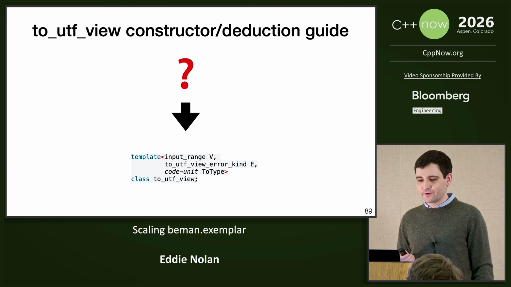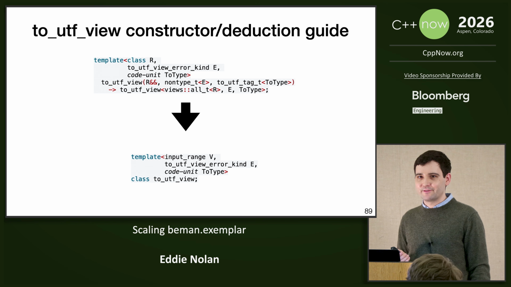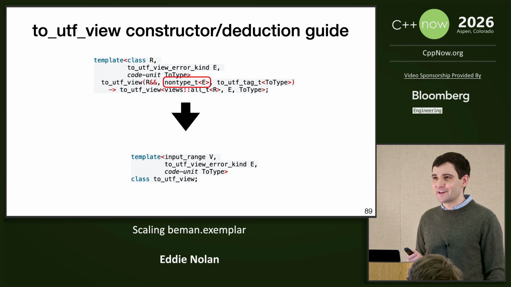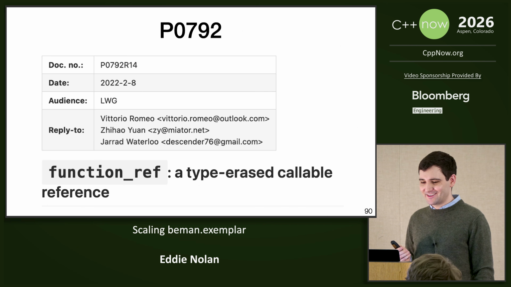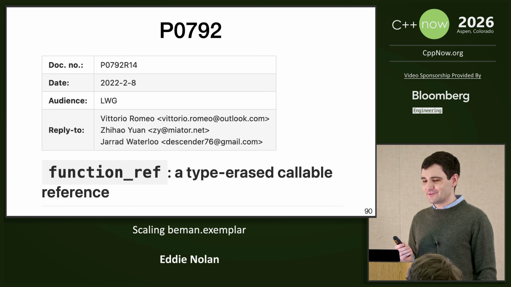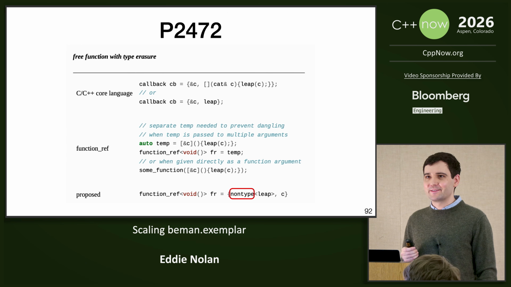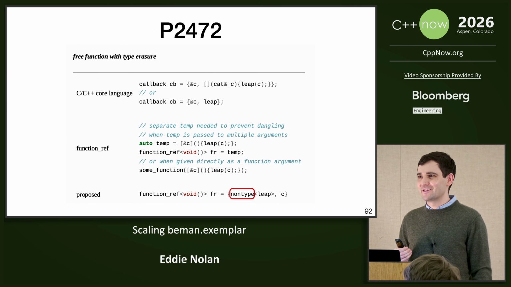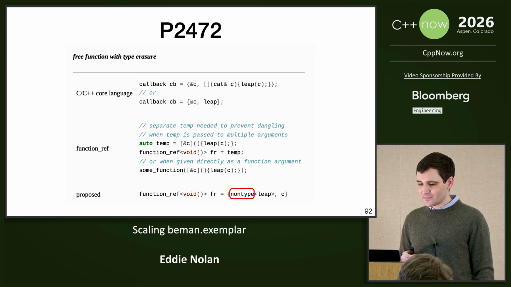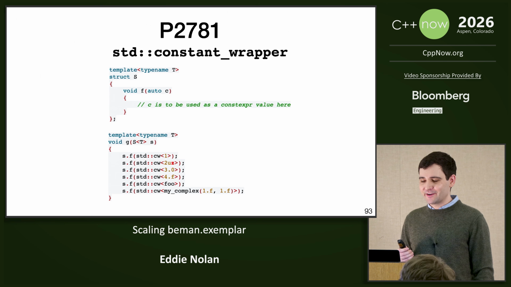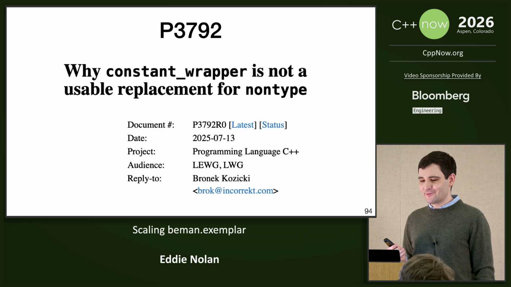And so what I reached for the non-type template parameter was this thing that we used to have in the language called nontype_t. nontype_t, of course, comes from function_ref, because we decided that we had to make function_ref more functional, and we figured out that if we added this non-type mechanism, we could save an indirection in function_ref. And I know what you're thinking. Why didn't we just use constant_wrapper for this? Well, we decided that constant_wrapper wasn't a usable replacement for nontype. So great. nontype is in the standard. I can use it. And I used it.